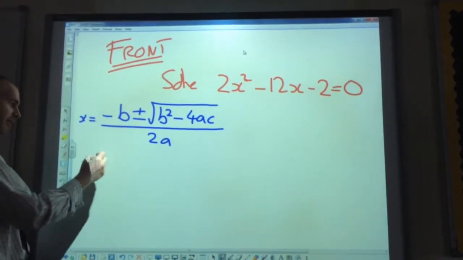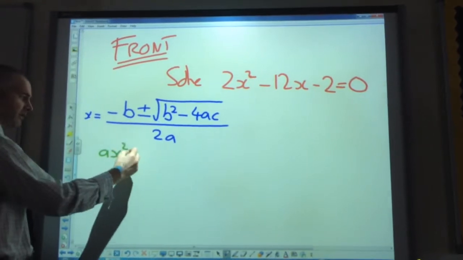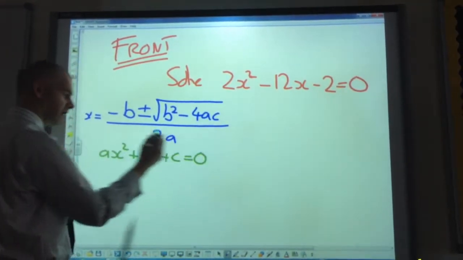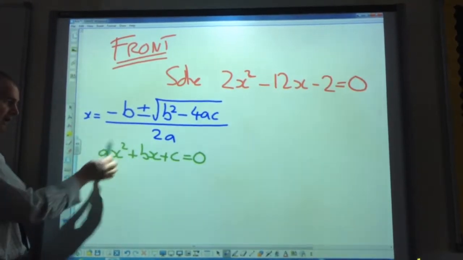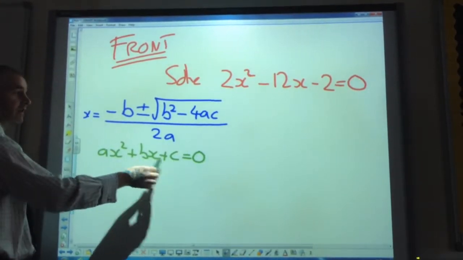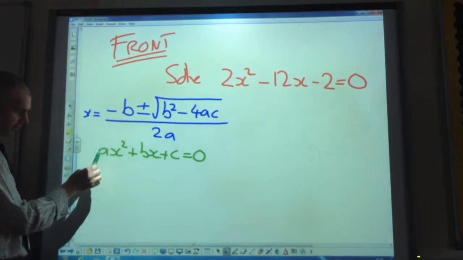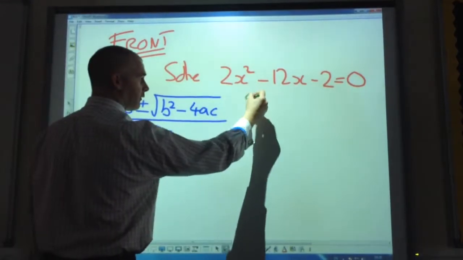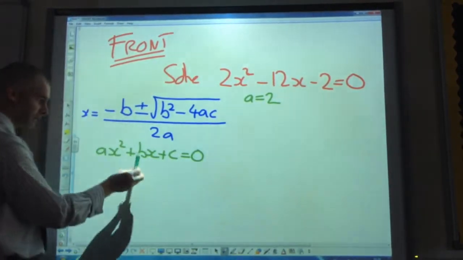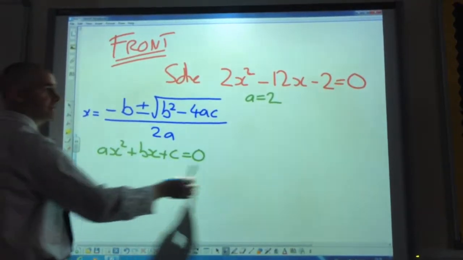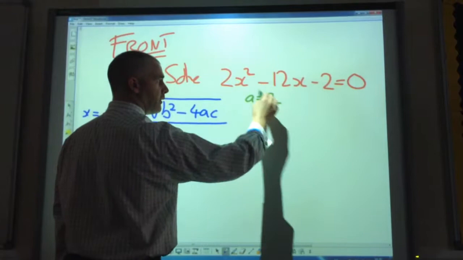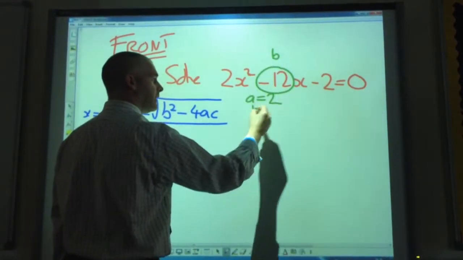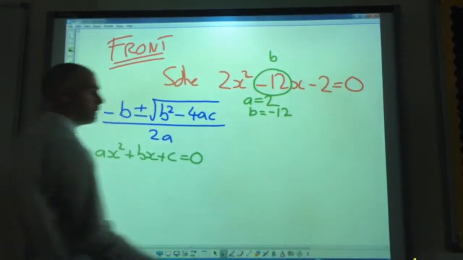Underneath it on the exam paper it says this, ax squared plus bx plus c equals 0. This is the way of knowing what the a, b and c actually are. In that equation on the board, because the a is the number in front of x squared, a must be 2. So I'm going to write a equals 2. Because the b is the number in front of x, I'm going to write b is minus 12. Remember to include the whole thing. So b is minus 12, not just 12.